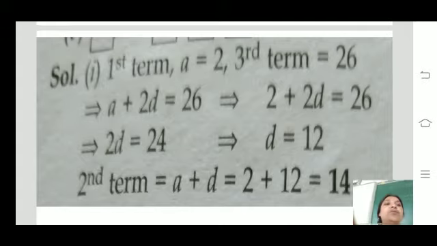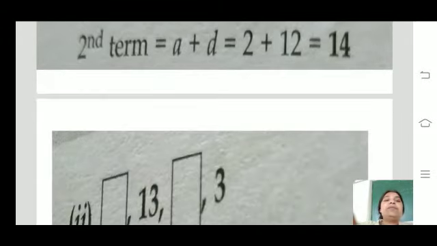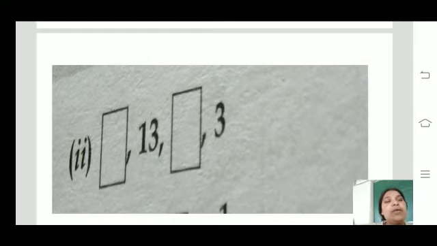Now let us solve the next bit using the same logic. For the second bit, the first term we want to calculate. Remember we want to calculate here the value of A. A2 is given to us, that is 13. A3 we want to calculate. A4 is given 3. Now let us see how to calculate this. First note down the values known to us. A2 is given 13 and A4 is given 3.